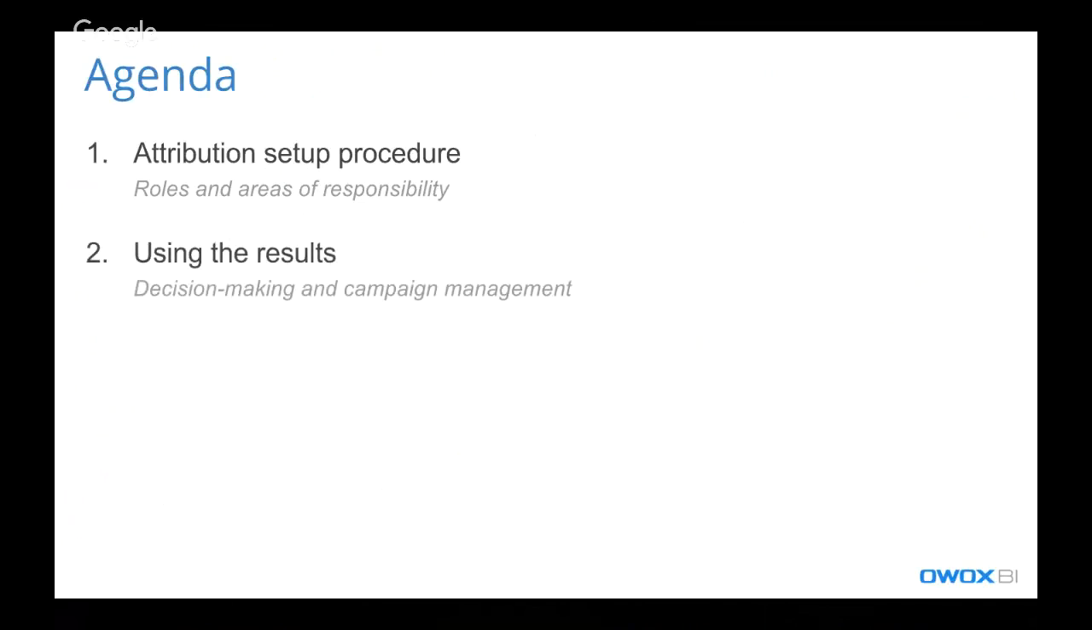So what are we going to speak today about in details? First, we'll cover the attribution setup procedure. What are the key team players that take part in this process? What are the areas of responsibility? Then I will show you how to use the attribution calculations results and how can you make decisions based on the data that we got after all the calculations and gathering all the needed data, and how to improve your campaign management.